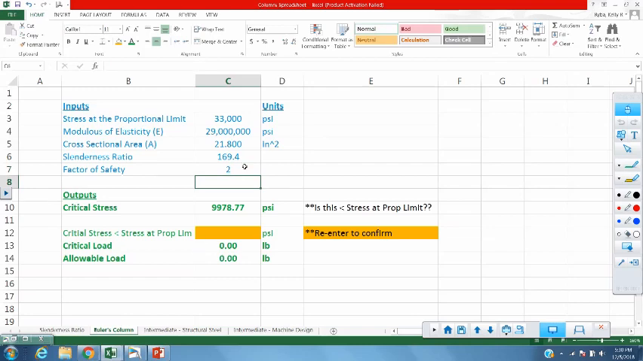So you'll notice here that my critical stress came out to be 9,979, which is less than the 33,000. So now I can input it below, 9,978.77, enter.